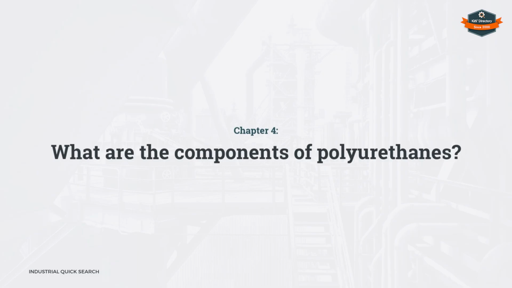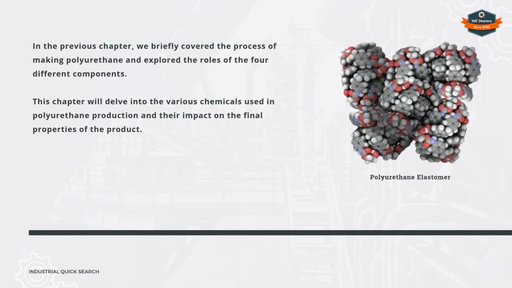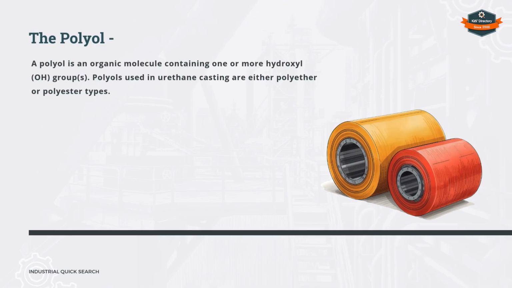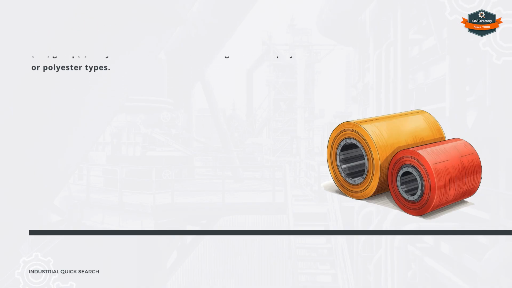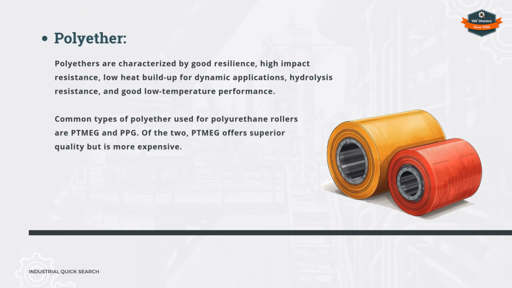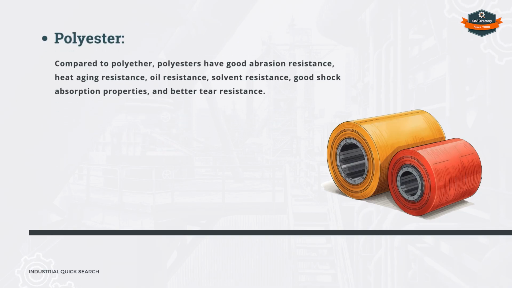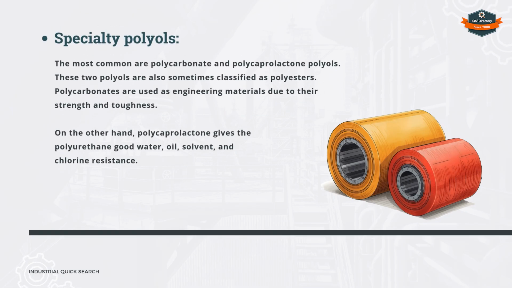Chapter 4. What are the components of polyurethanes? The polyol. Polyether. Polyester. Specialty polyols.